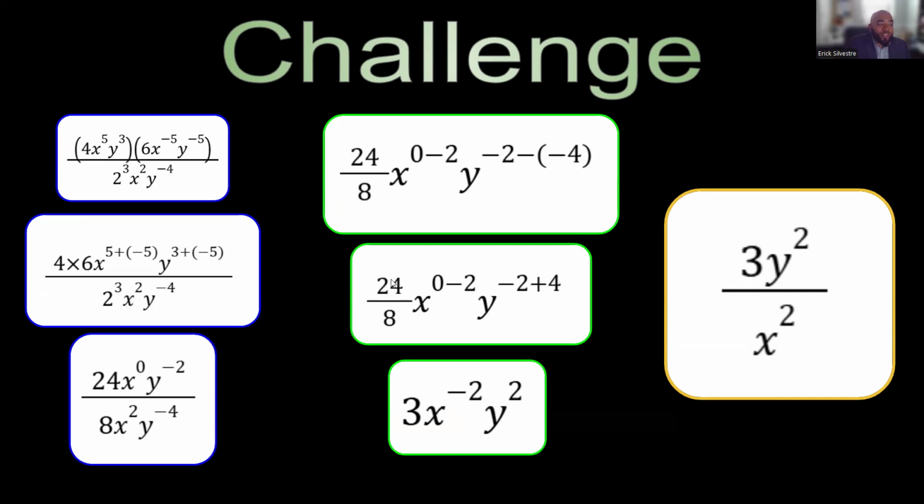We know that 24 divided by 8 gives me 3. x raised to the 0 minus 2. We know 0 minus 2 is negative 2. And then we have y raised to the negative 2 plus 4. We know that 4 is the larger value, and you have a negative number.